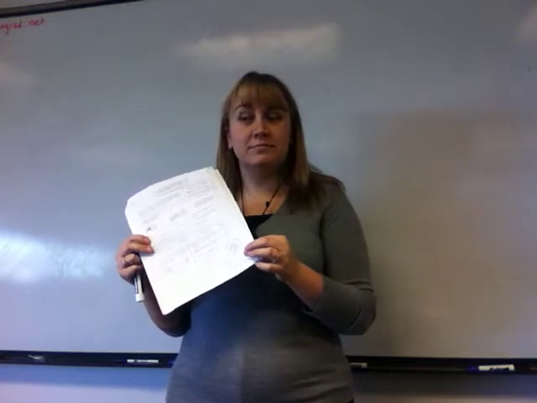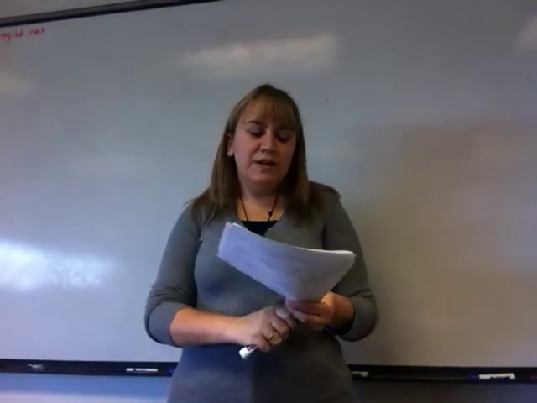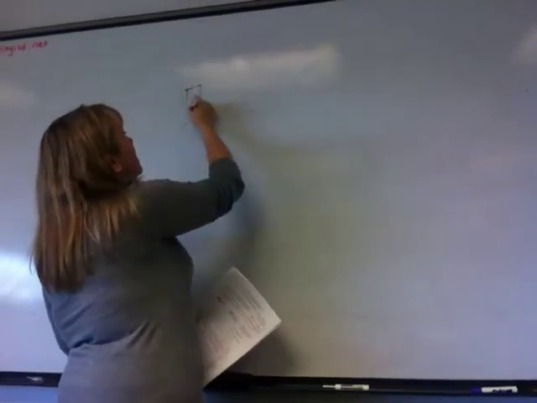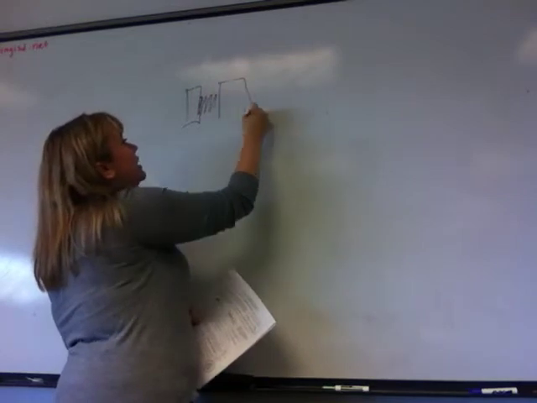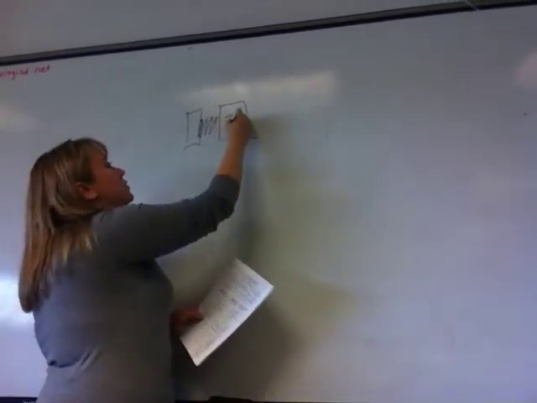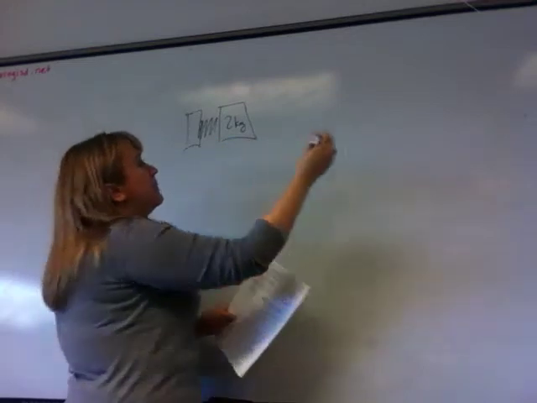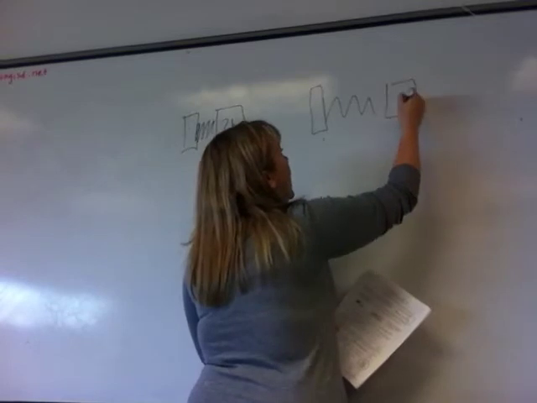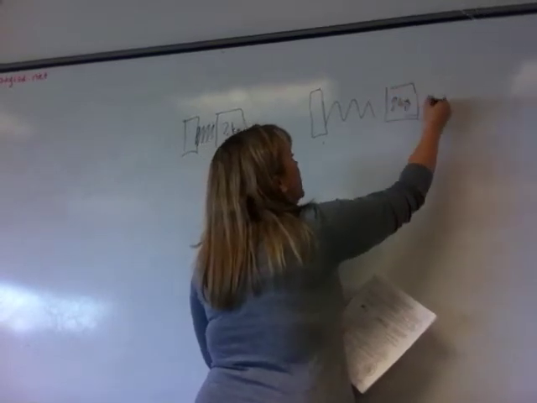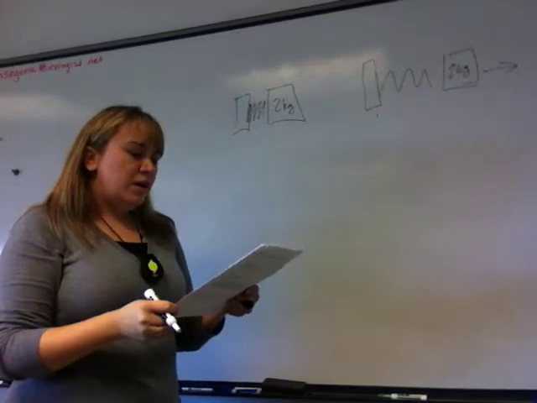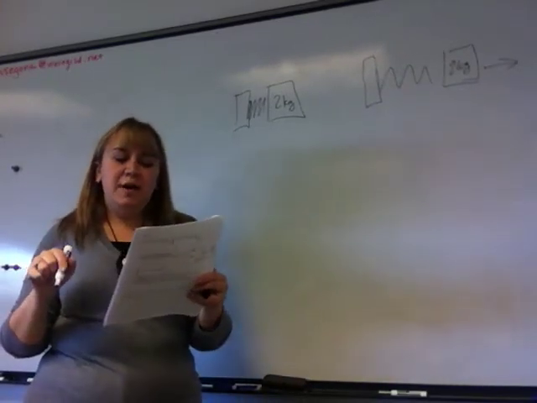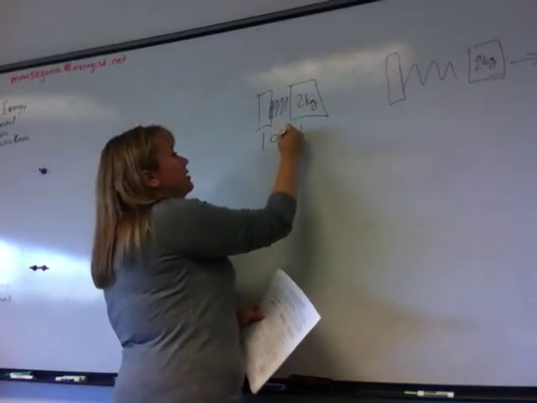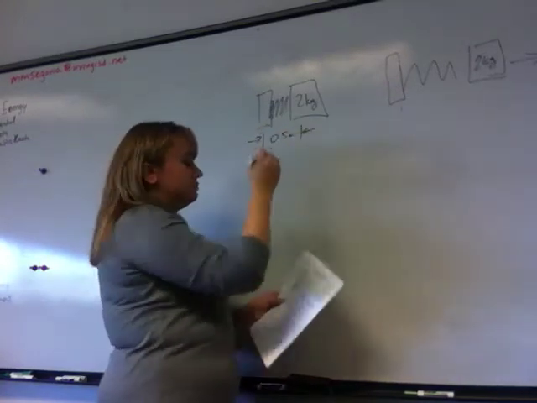Okay, the first one is looking at a spring. Initially, the spring is compressed, with a 2 kilogram box sitting in front of it. In the latter portion, the spring has been released and our 2 kilogram box is now on the move. The problem states, a 2 kilogram object compresses a spring 0.5 meters.